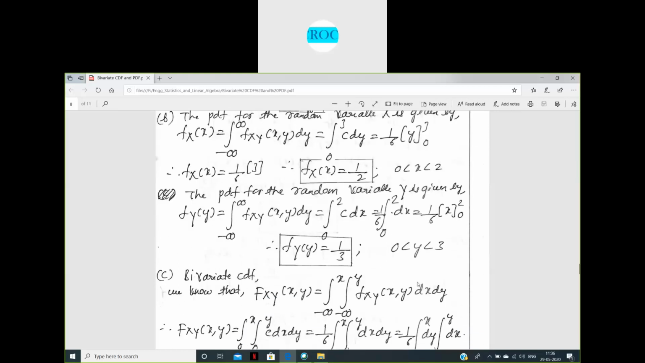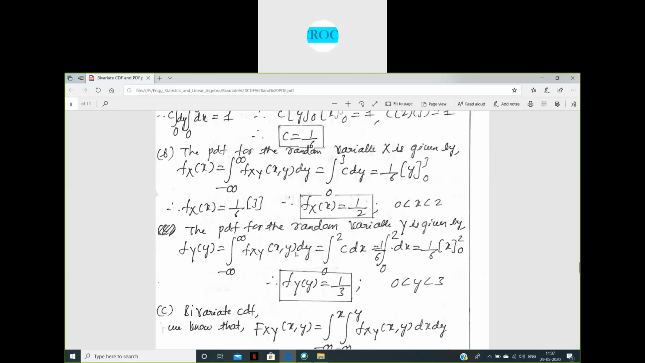Now, similarly, how do you calculate the PDF for y? Integration from minus infinity to infinity of fXY of x comma y dx, which is equal to, what are the limits, which is given as 0 to 2, c dx here.